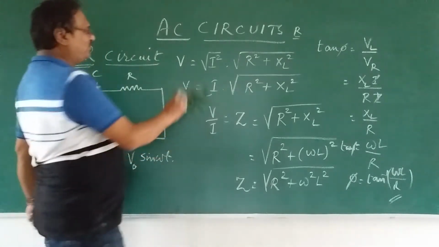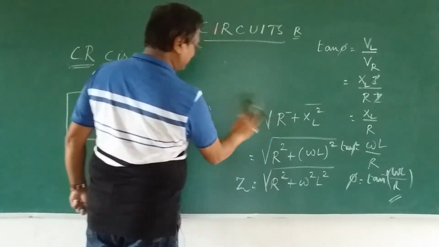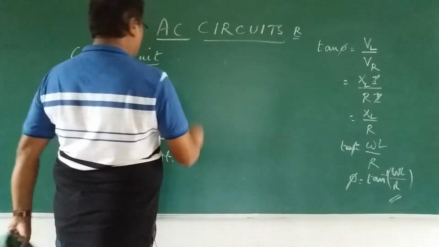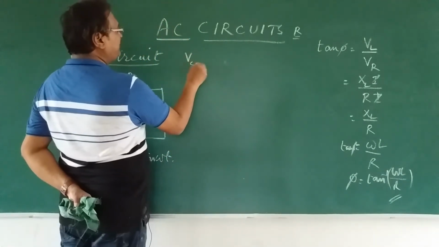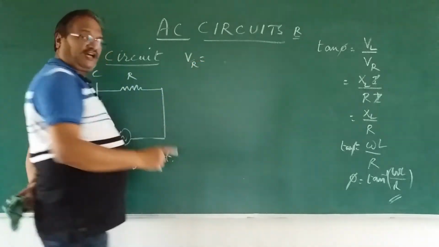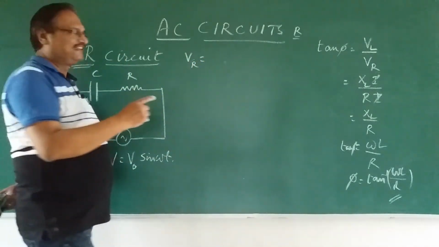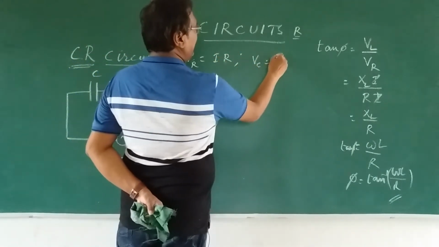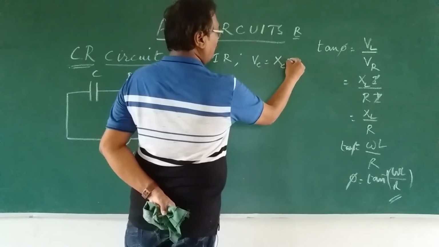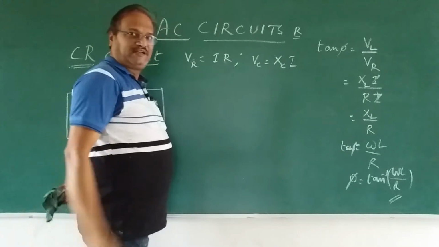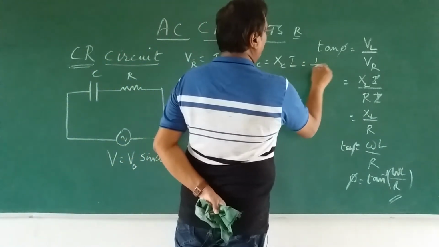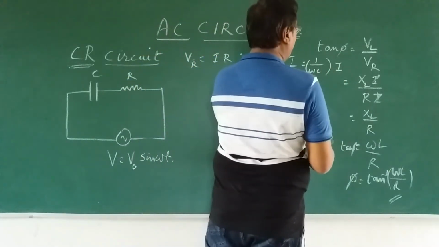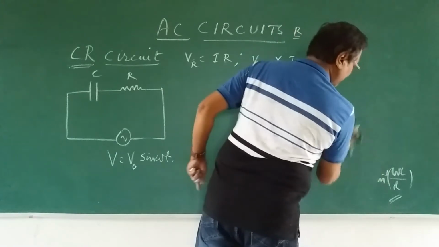Once you have drawn that, we will take the basic values. First we will represent VR. VR is very simple, from DC circuit current electricity, I into R. And VC is XC into the current flowing through, I. XC is 1 upon omega C, into I. Keep all this in mind and then we will derive the equation.